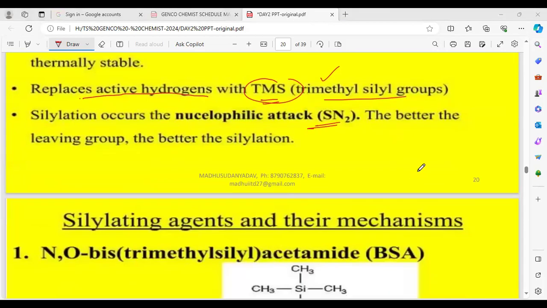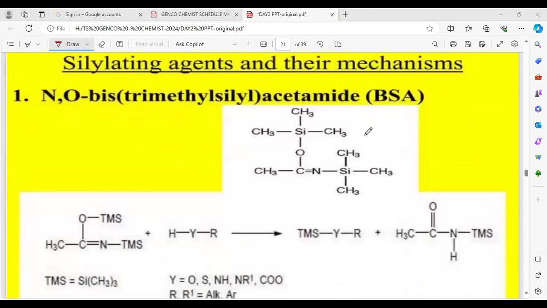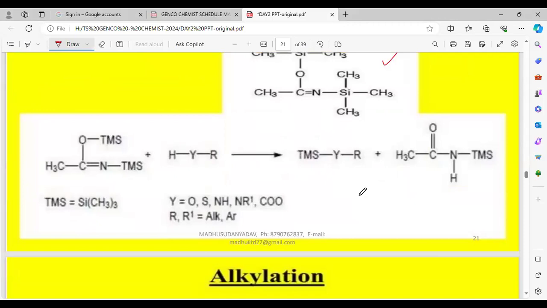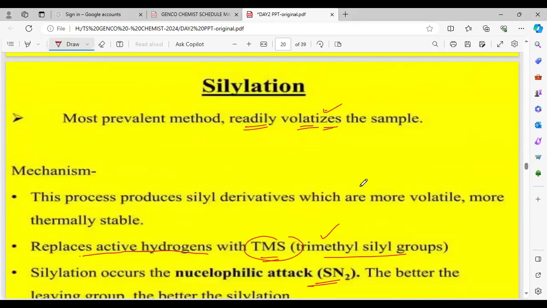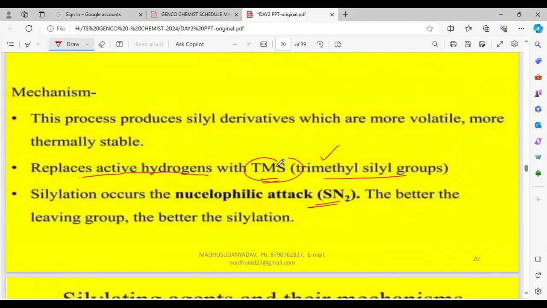So nucleophilic attack, SN2. Let's see how it works. Silylating agents and their mechanism. This is N, O-bis(trimethylsilyl)acetamide, BSA. It is a silylating agent. The structure is very complex; you don't need to remember it. I already told you about the active hydrogen. Look at this.